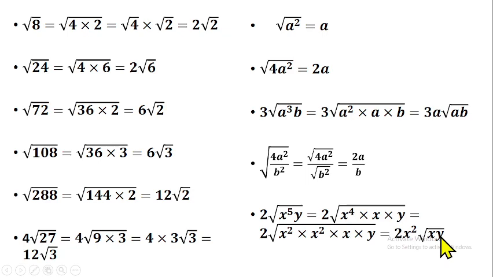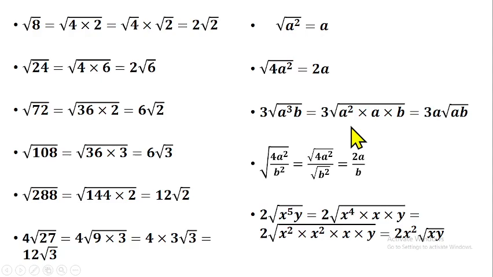The reason why I do this one is for you to understand better. I can still break this x raised to the power 4 using another method. So that gives us x square times x square. X raised to the power 4 is similar to x square times x square. Then x times y are there. So we can find the root of x square, which is a perfect square. That gives us x. Root of x square as well gives us x. X times x will give us x square here. Times 2 will give us 2x square. You are left with x times y, which is root xy. Do we understand this concept? It's very simple as well.